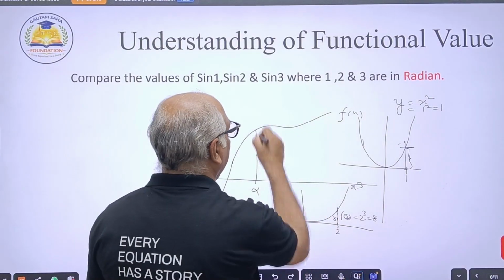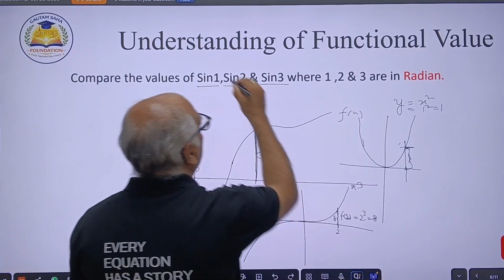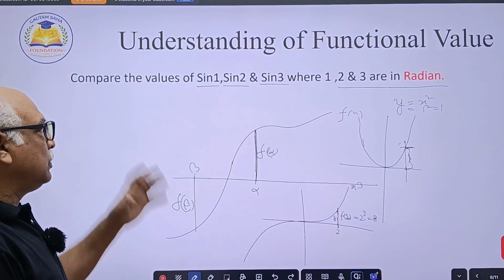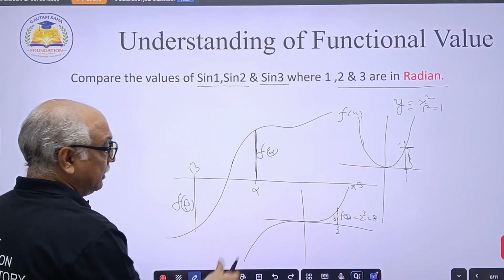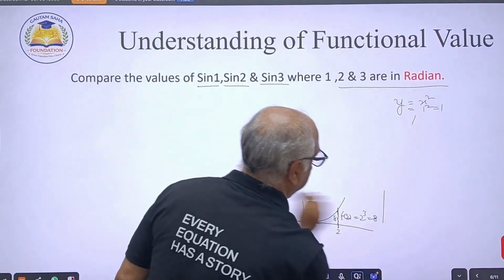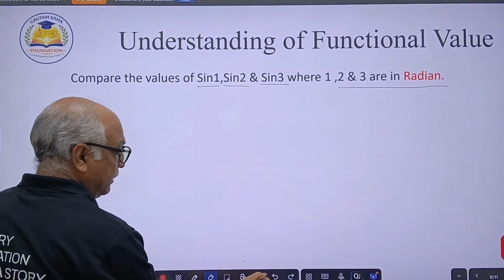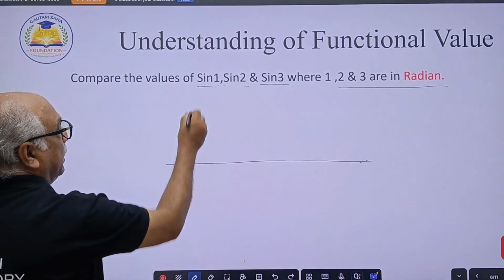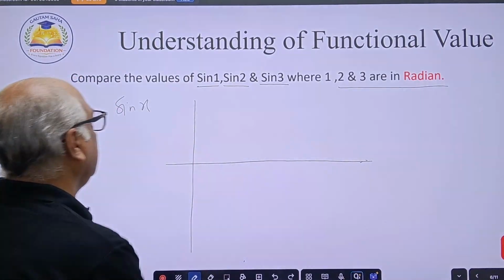Once we realize what is functional value, we can compare the value of sin 1, sin 2 and sin 3. 1, 2, 3 are in radian. तो इसको हम पहले समझते हैं कि कैसे प्रॉब्लम को टैकल करेंगे. तो ये हटा देते हैं. तो हम लोगों को साइन एक्स का ग्राफ ड्रॉ करना है, ये हम लोग का एफ एक्स.